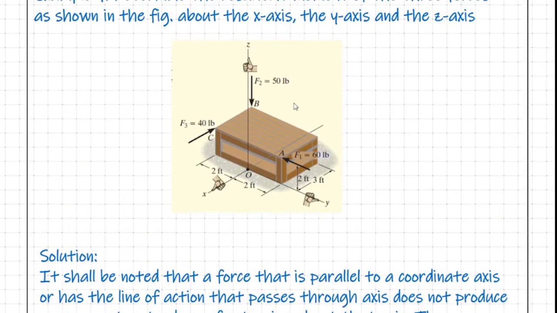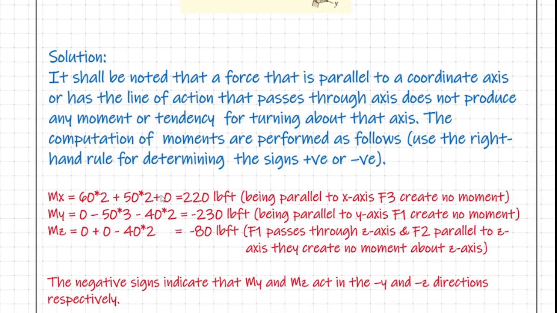Now let us get into the computation of the moment produced by F3 about the x-axis. Here there is one very important thing. As you can see, the line of action of F3 is parallel to the x-axis. And remember that when the line of action of a force is parallel to a given axis, it does not produce any turning effect about this axis. So accordingly, as F3 is parallel to the x-axis, it does not produce any moment about the x-axis. Accordingly, we have written a 0.